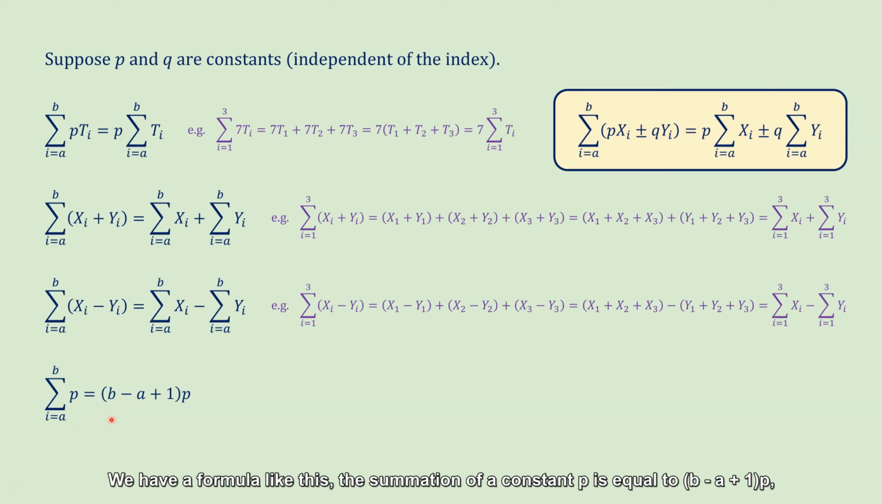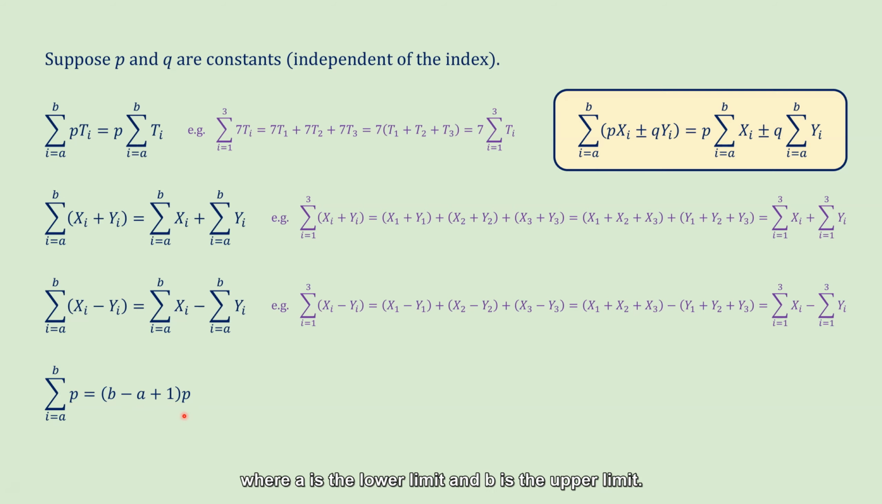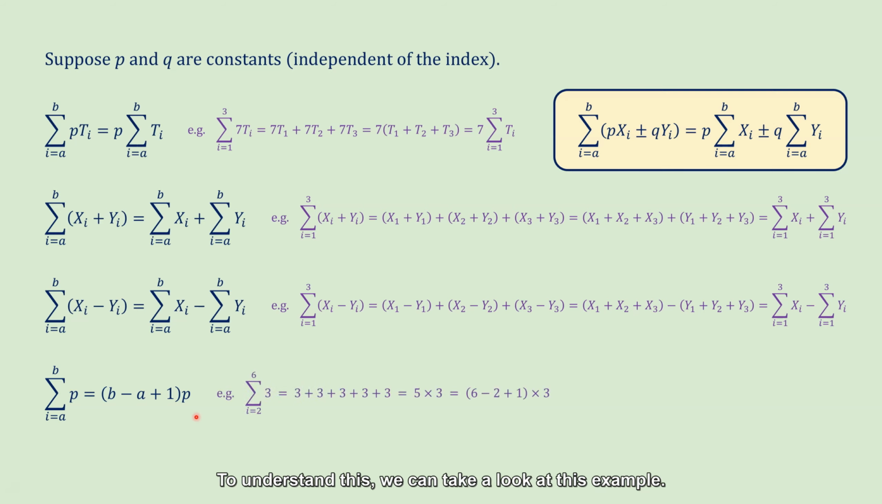The summation of a constant p is equal to (b minus a plus 1) times p, where a is the lower limit and b is the upper limit. To understand this, we can take a look at this example. For this summation of 3 from 2 to 6, no matter what the index is, because this 3 is a constant term, all the terms are the same like this. And there are 5 such terms from index 2 to index 6. So it is equal to 5 times 3.